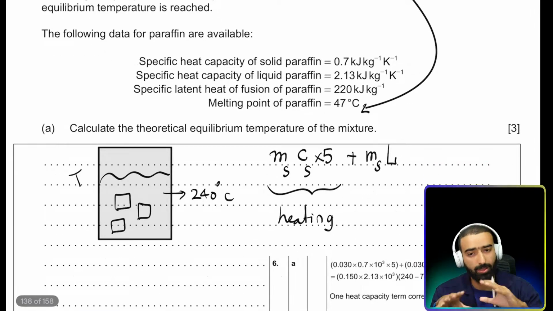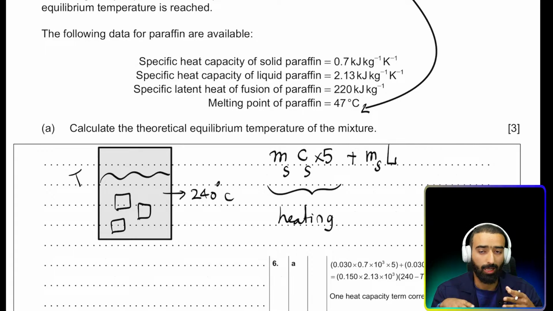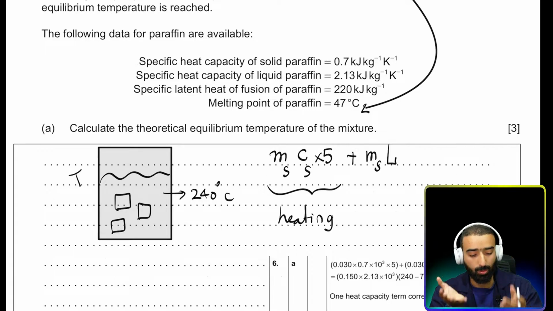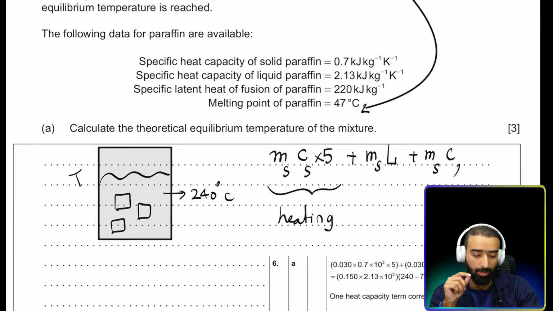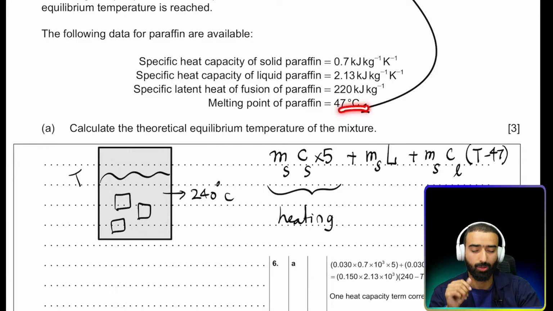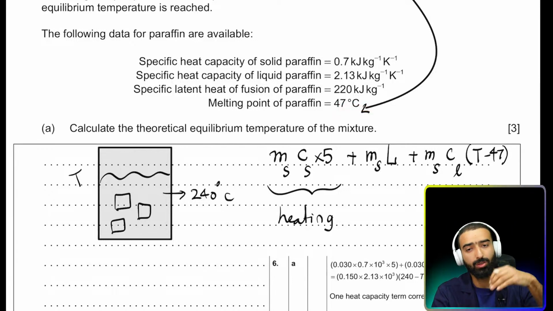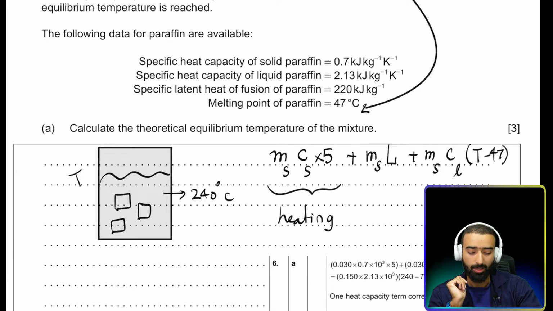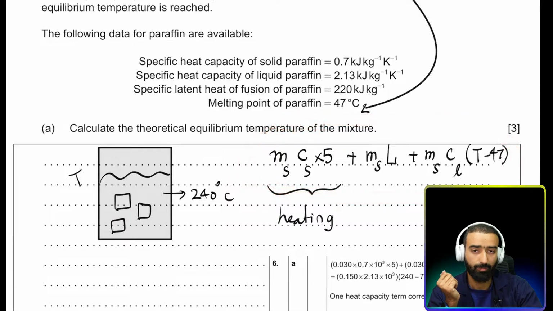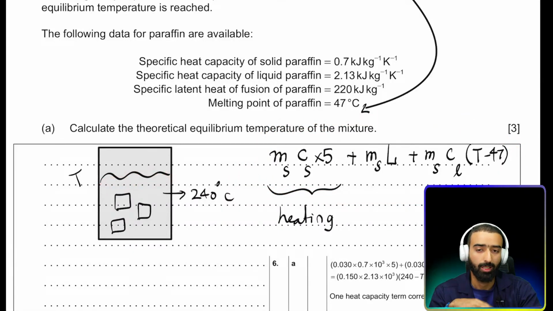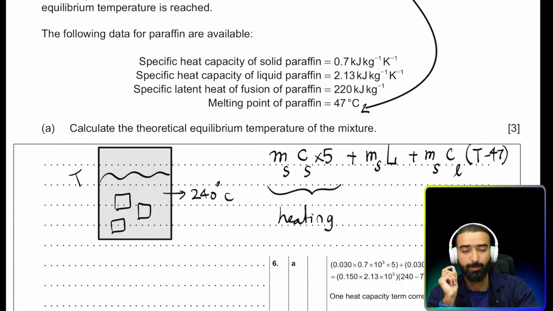All right. So now these paraffin blocks have melted. What now? Now they are going to heat up to the equilibrium temperature. So we'll use mass of paraffin blocks. Now we need to use heat capacity of the liquid times the temperature change. That would be T minus 47. Right? 47 is the temperature when it melts, then it goes up in temperature and reaches temperature T. So this is the story for these solid blocks. Where do they get this energy from? They get this energy from the liquid.